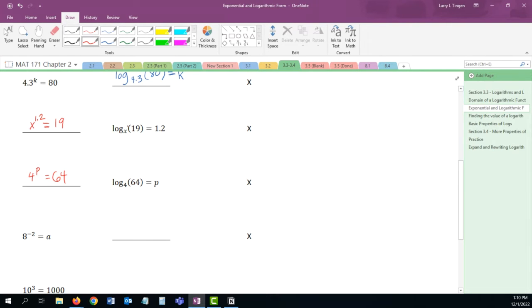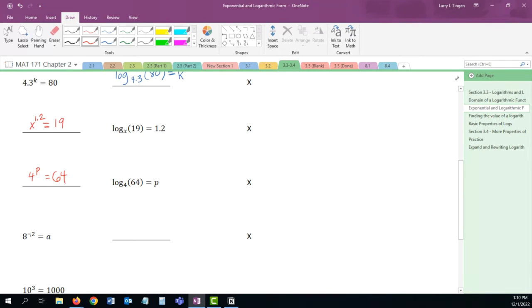Again, following, and once you do these, if I'm being totally honest, I still have to kind of go back and refresh myself on these. So whenever you go to take the test, jotting down the translation between exponential form and logarithmic form is a great thing to do. But next, 8 to the negative 2 is equal to a.